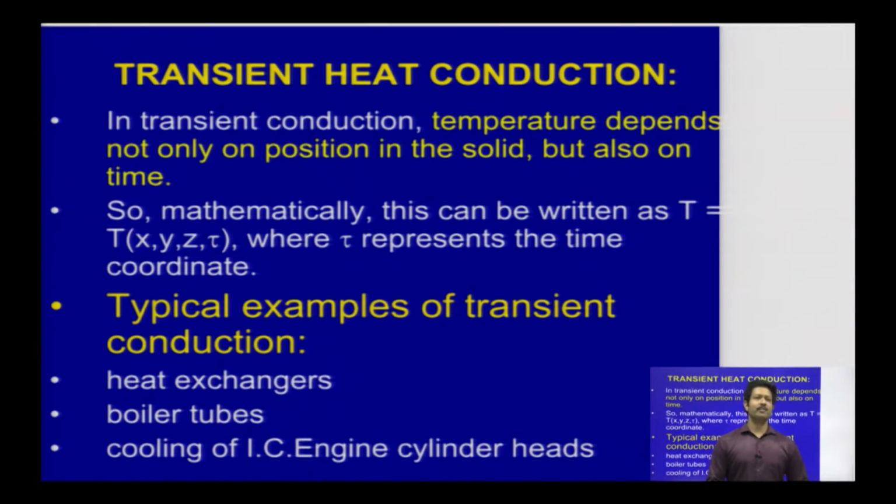In transient conduction, temperature depends not only on position in the solid but also on time. Mathematically this can be written as T, the temperature, equals T of x, y, z and tau, where tau is the time. Typical examples of transient conduction are heat exchangers, boiler tubes, and cooling of IC engine cylinder heads.